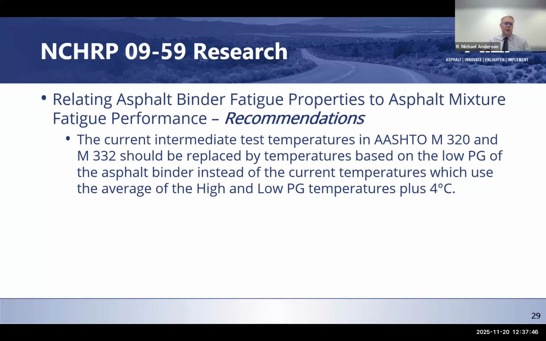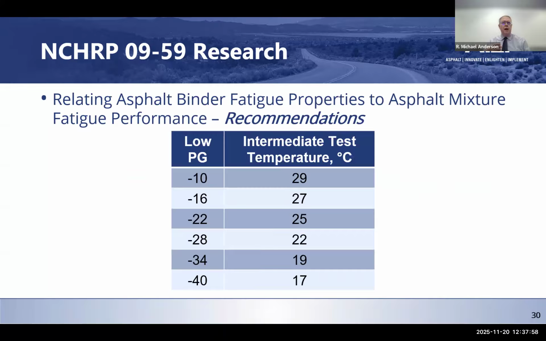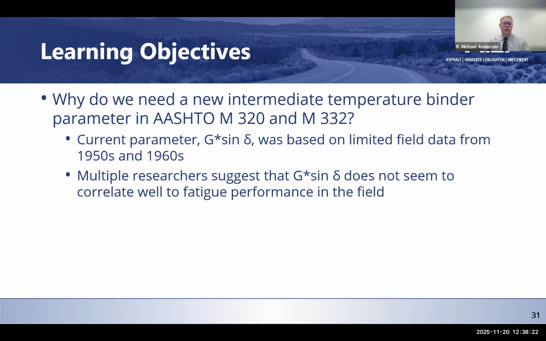So that's what they're suggesting. And what they suggested in this research is that rather than basing it on an average of the high and low temperature plus 4 degrees C, it should just be based on the low PG. This is what the table of intermediate test temperatures would look like, just based on the low PG. So whether you're a 64-22, a 58-22, or 52-22, the intermediate test temperature is the same at 25 degrees C. It may not be perfect, but they felt like it got you closer to what the intent was originally.